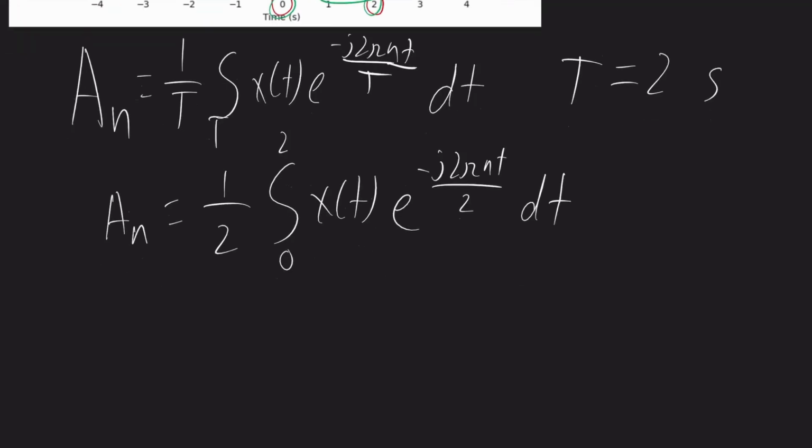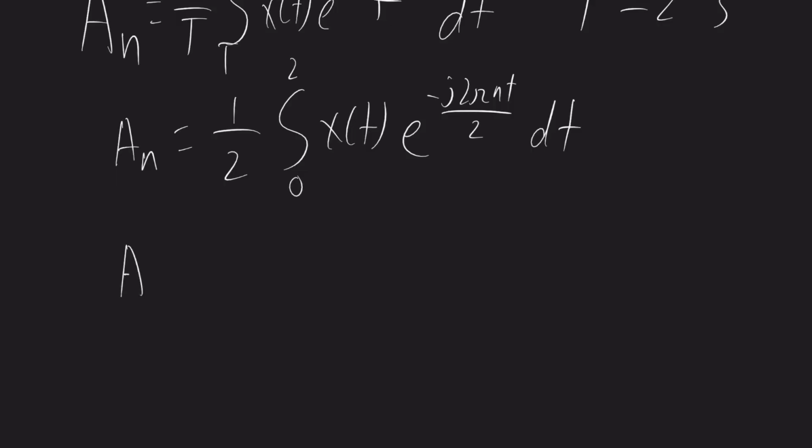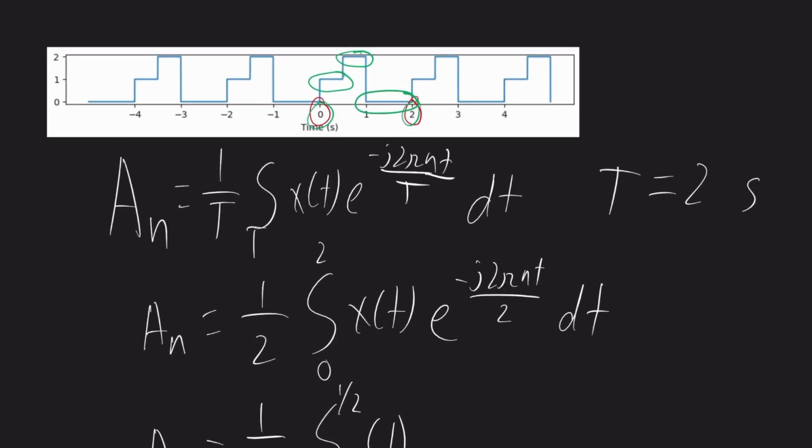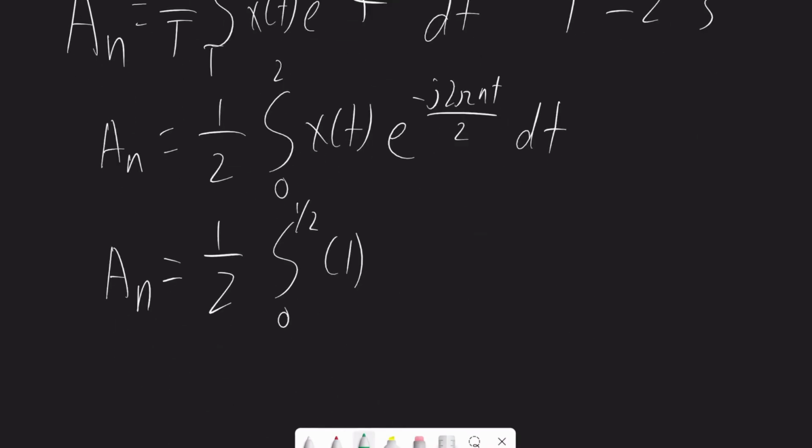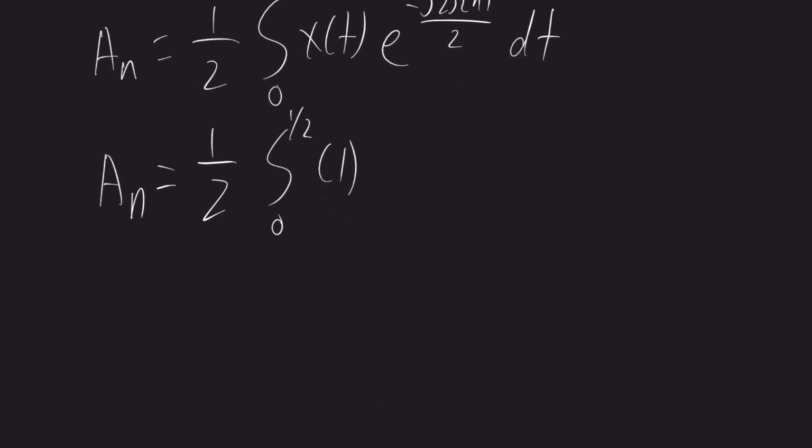So this gives us 3 separate intervals we need to integrate over, but we don't care about the third interval because x of t will be 0. So it'll be 1/2 times the integral between 0 and 1/2 of x of t, and x of t is going to be 1 between 0 and 1/2. So that'll be times e to the negative j pi n t.